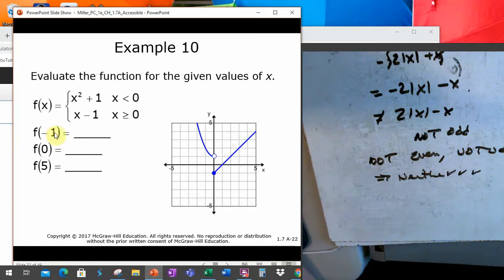And then how to read them. So I don't have the graph. I can't go over here and look at it. How do I use this information, this definition of a piecewise function? This is what a piecewise defined function is. And then how to evaluate those.